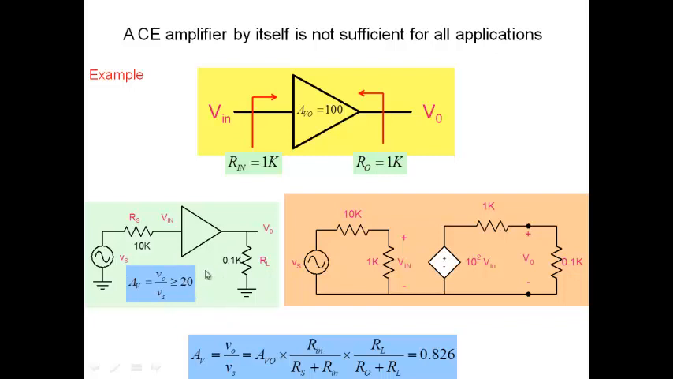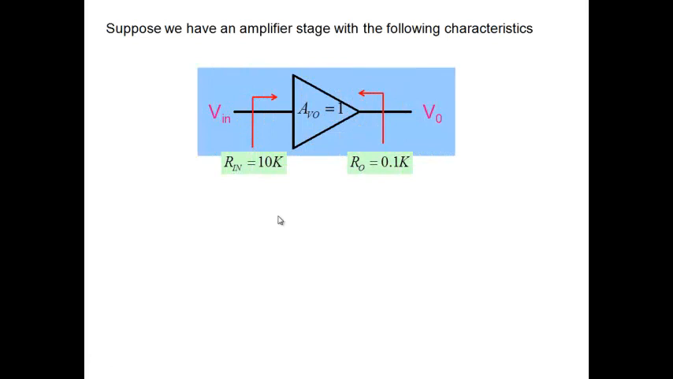Okay. So the idea is that if I have low values of load resistance and high values of source resistance here, my common emitter amplifier doesn't work very well in that situation. All right. Now suppose we have an amplifier with a characteristic like this.